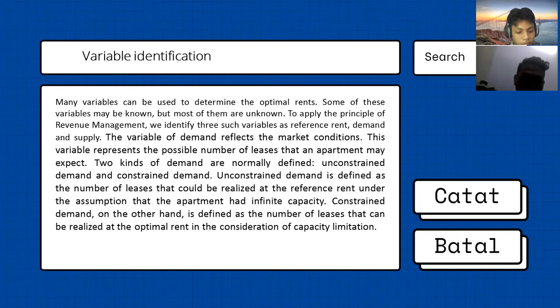Two kinds of demand are normally defined. Unconstrained demand is defined as the number of leases that can be realized at the reference rent under the assumption that the apartment has infinite capacity. Constrained demand, on the other hand, is defined as the number of leases that can be realized at the optimal rent in consideration of capacity limitation.